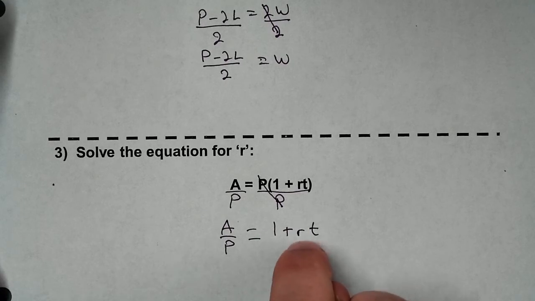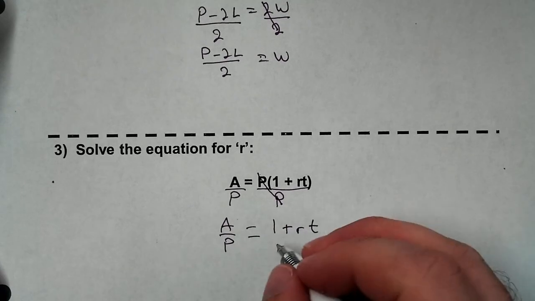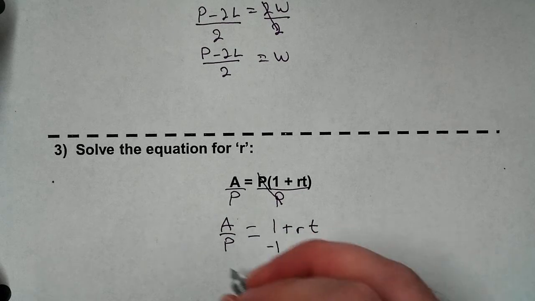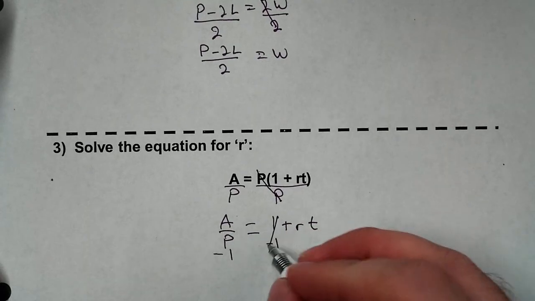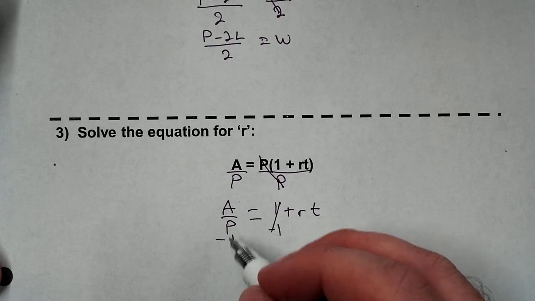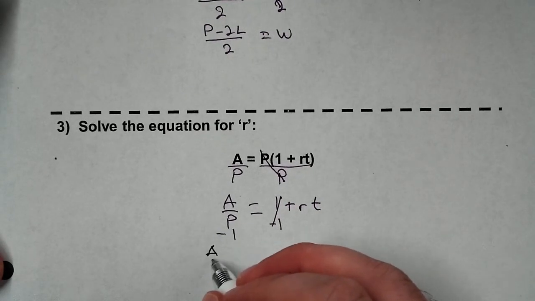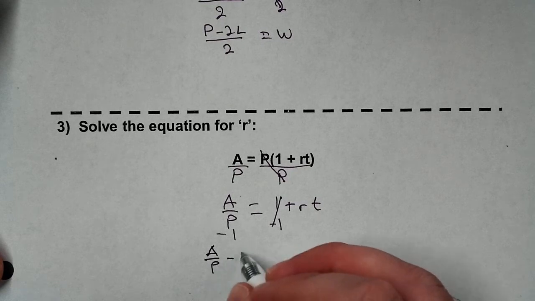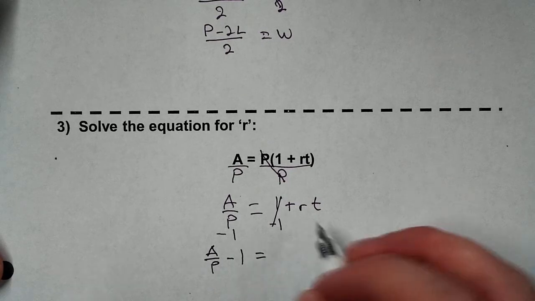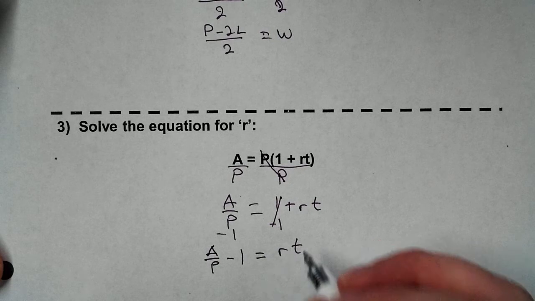Goal is to get R by itself. So next, let's move this 1. So we'll subtract 1 on both sides. This canceled. Now these are letters. This is a regular number, can't combine them, so we've got A divided by P minus 1 would equal R times T.